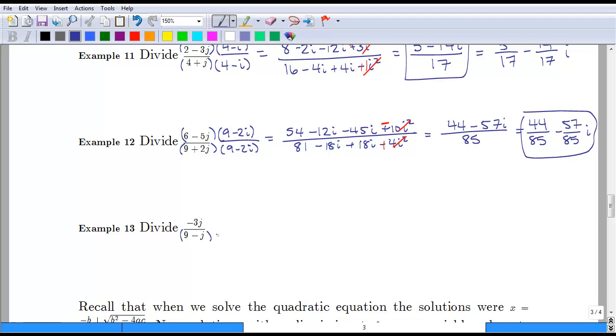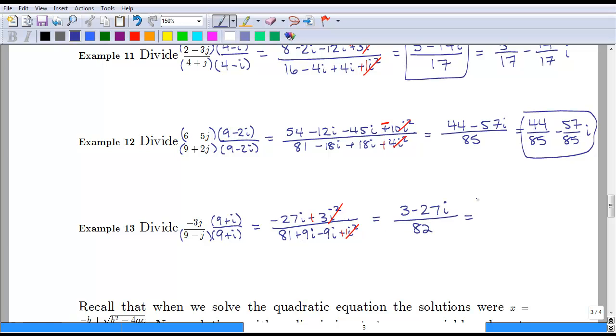And again, in this case, we're going to multiply by 9 plus i on the top and the bottom because that is the conjugate. So when we distribute here, we get negative 27i minus 3i squared. We only have one term to distribute. And in the bottom, we end up with 81 plus 9i minus 9i and minus i squared. So again, these i squared change the sign. You end up with a plus 1 in the denominator. So you're left with 3 minus 27i over 81 plus 1 would be 82.